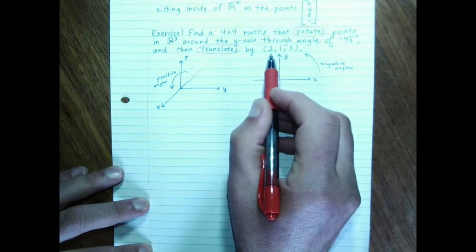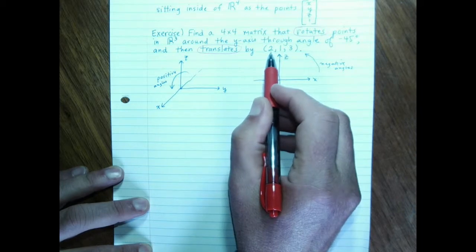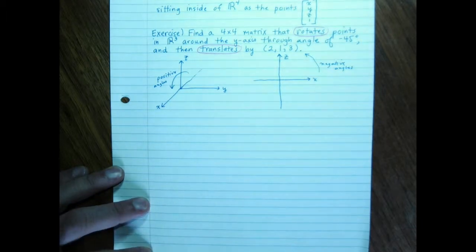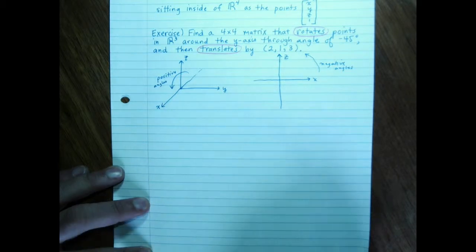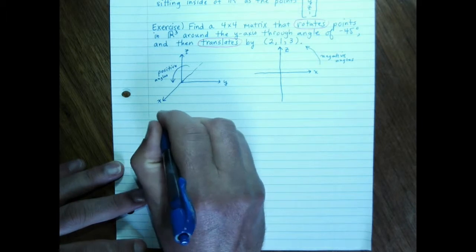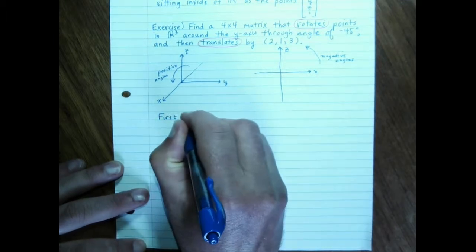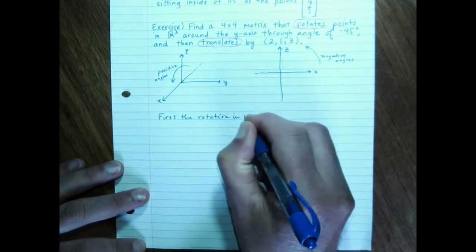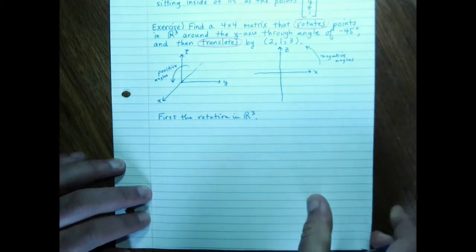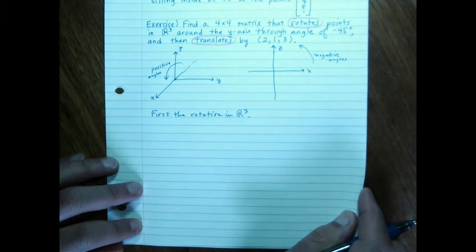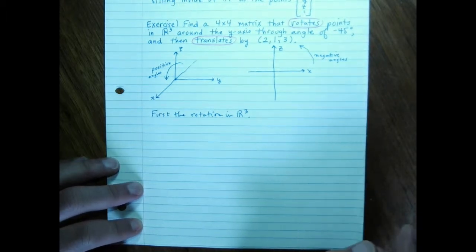by the point 2, 1, 3 in R3. It's the translation that requires the use of homogeneous coordinates. We can actually talk about the rotation. I'm going to say here first the rotation in R3. We can talk about the rotation without homogeneous coordinates. So I'd like to do that first in R3, and then we'll shift to R4 for the second step.